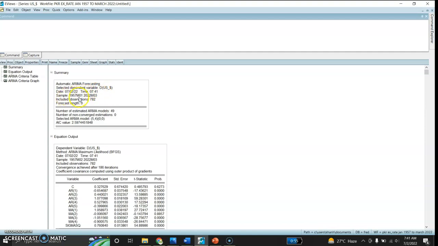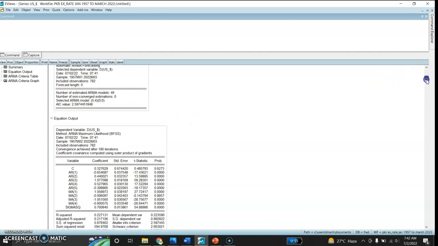This is the sample. Total number of observations 782, and EViews has estimated a total number of 49 models, and then it has selected the best ARIMA model, and that is 5-4. So it means it has selected 5 lags for the autoregression and 4 lags for the moving average, and it has also calculated the minimum value of the AIC information criterion, and that is equal to 2.597.